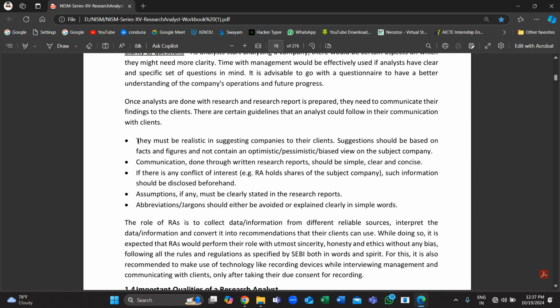So these are the guidelines, guys. Please read carefully. They must be realistic in suggesting companies to the clients. Suggestions should be based on facts and figures and not contain an optimistic or pessimistic, biased view on the subject matter. Communication done through written research reports should be simple, clear, concise. If there is any conflict of interest, such as RAs holding shares of the subject company, such information should be disclosed beforehand. Assumptions, if any, must be clearly stated in the research reports. Abbreviations and jargon should either be avoided or explained clearly in simple words.